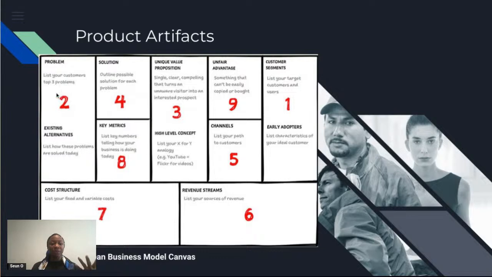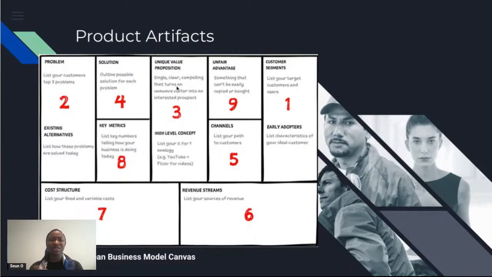Number two is the problem. So the problem is basically, what's this document that I'm building now, or this product that I'm trying to get to market, what's the problem that this thing is solving? You also need to be able to list your existing alternatives, like who are my competitors, in quotes. When some other people are drawing it, there's actually a point for competitors where they would write out who their competitors are.